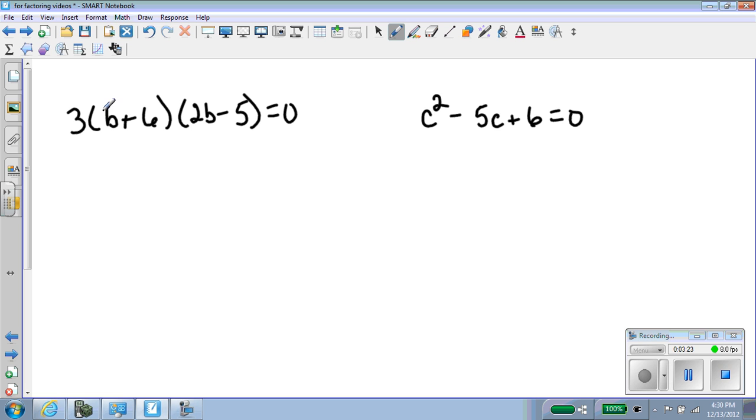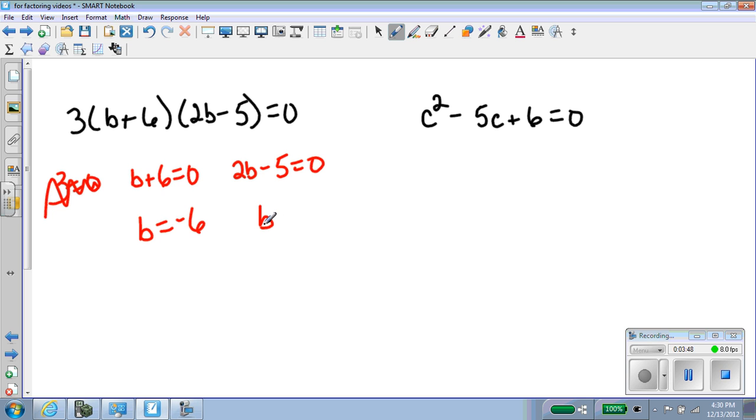3 times the quantity b plus 6 times the quantity 2b minus 5 equals 0. So either 3 equals 0, well that's ridiculous, 3 doesn't equal 0, or b plus 6 equals 0, or 2b minus 5 equals 0. So b equals negative 6, or b equals 5 halves.